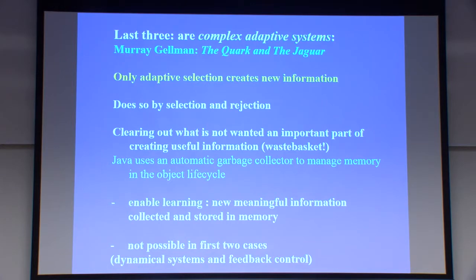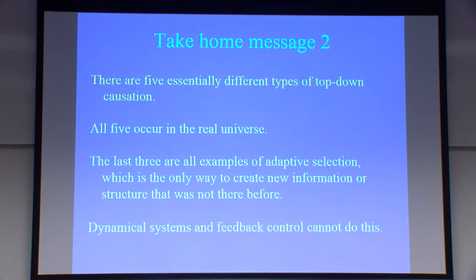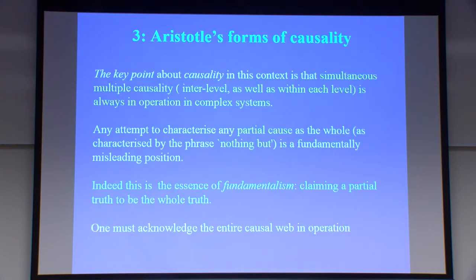And if you look at the current literature, you will find various people trying to develop theories of the brain and biology in which they do it on the basis of dynamical systems or feedback control, and it can't be done. So the take-home message here, there are 5 essentially different types of top-down causation. All 5 occur in the real universe. The last 3 are all examples of adaptive selection, which is the only way to create new information or structure that was not there before. Right.